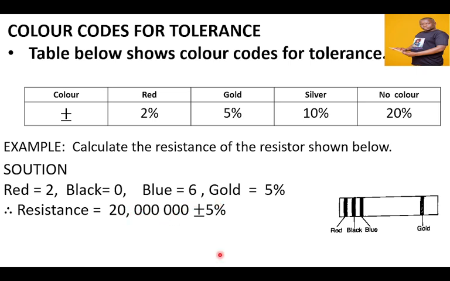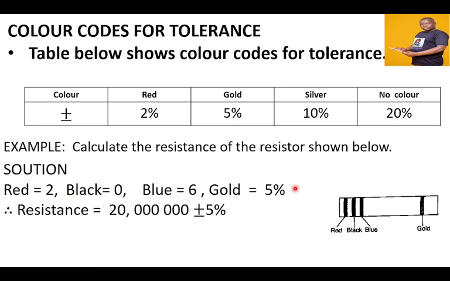But then, because we have a gold color at the end there, you have to add plus or minus 5%. So as easy as that, it's so easy to calculate the resistance of a resistor, a fixed resistor in this case. I'm sure you are happy with this. You are so satisfied to calculate the resistance of a resistor from the color codes shown on it.